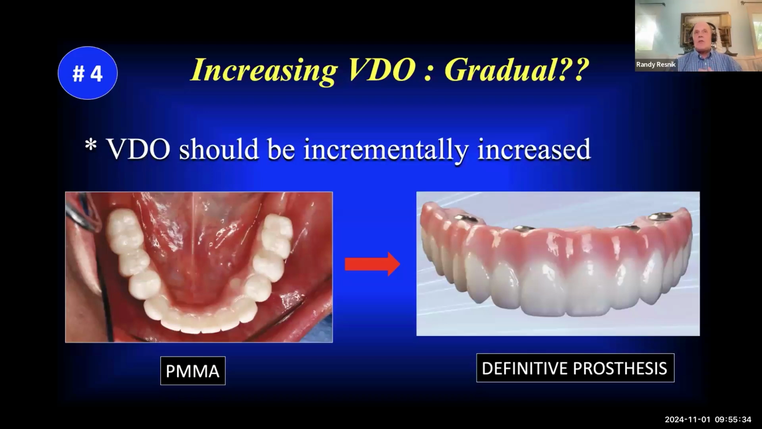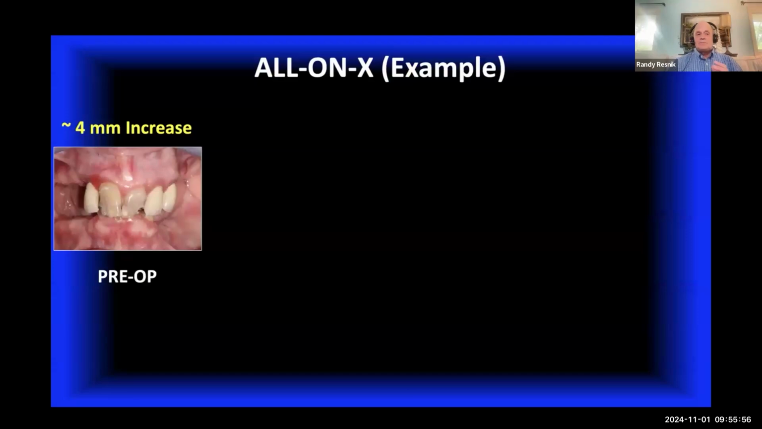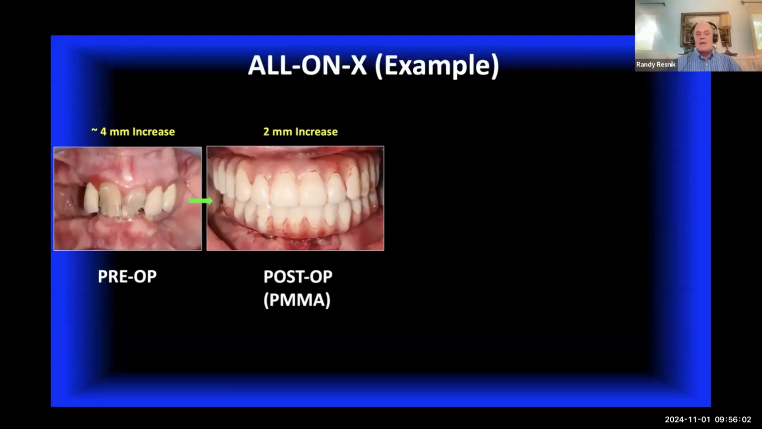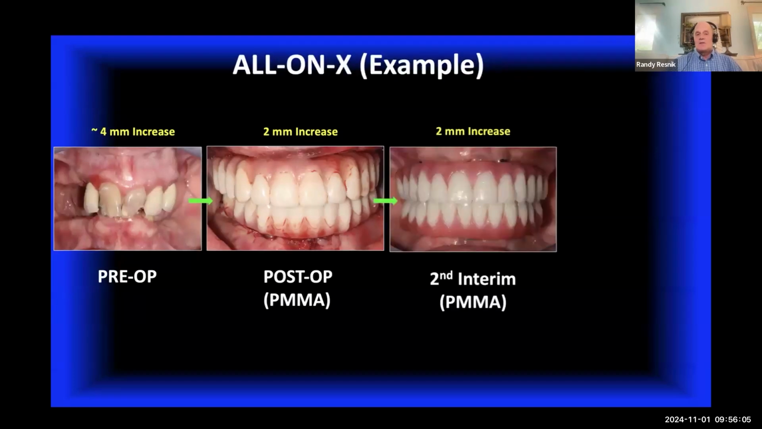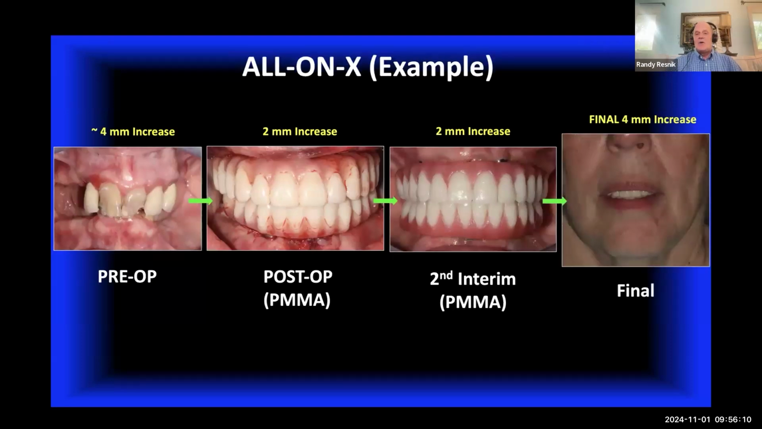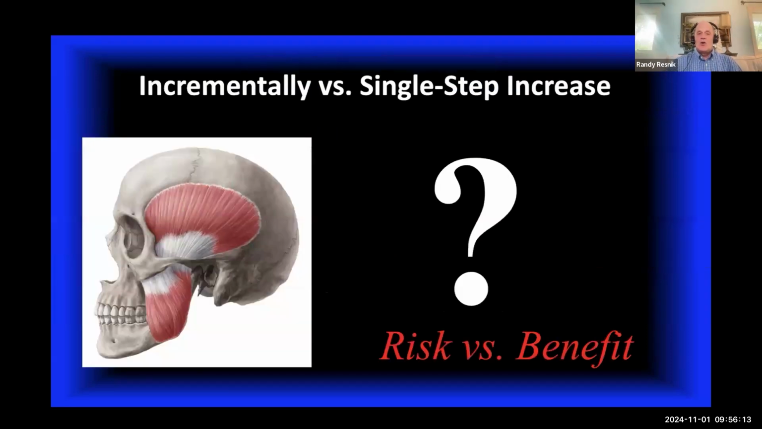Increasing VDO, gradual, what should we do? Can we go right from taking someone's teeth out to a PMMA to a definitive prosthesis? Or what some people do now is go right from the natural teeth to the definitive prosthesis. I believe that's a little bit dangerous in most cases. So you should incrementally increase it. If you look at a patient like this, and let's say it's a 4 millimeter increase, it's very easy to make one PMMA, increase it a couple millimeters, make a second one if you want to open even more, and then go to the final. This way the patient can adapt slowly.